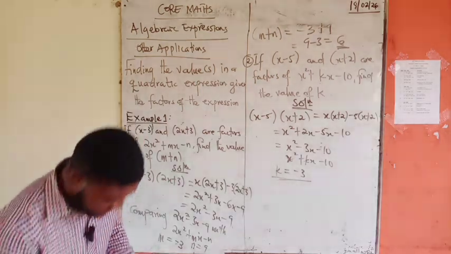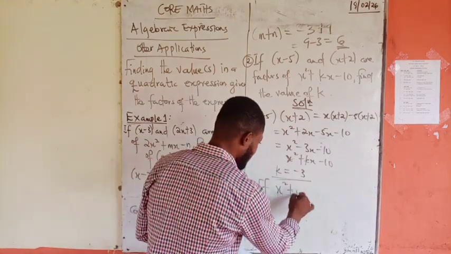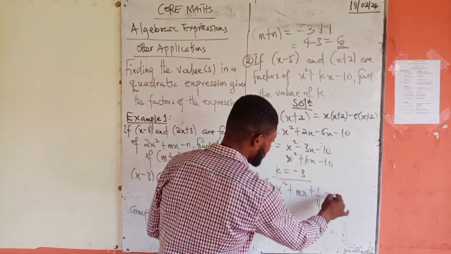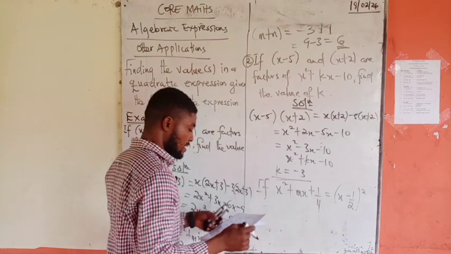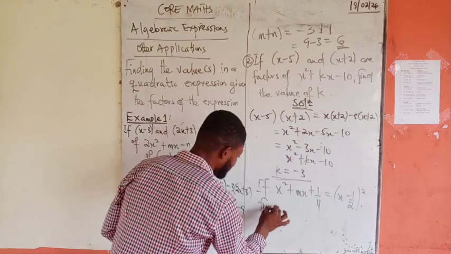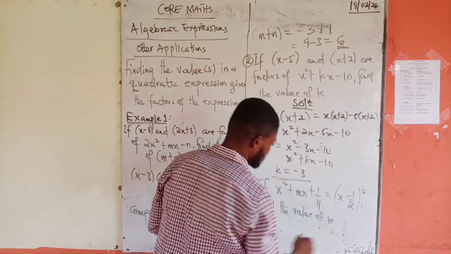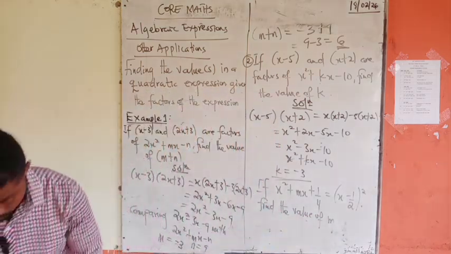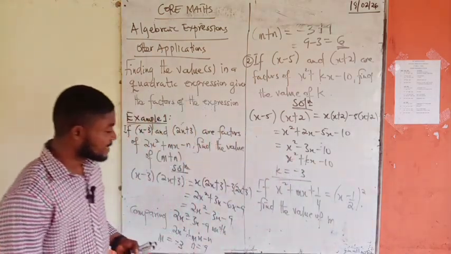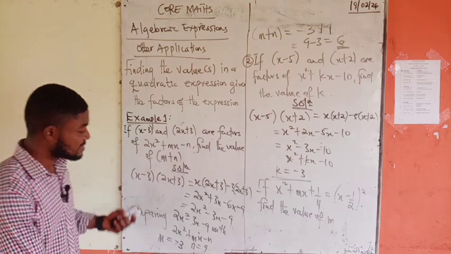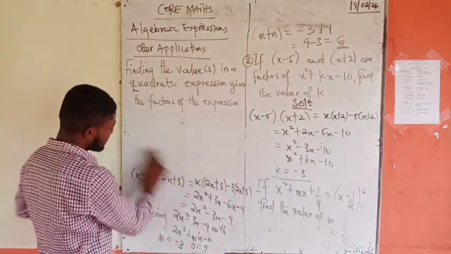So the last question is, if x squared plus mx plus 1 over 4 is equal to x minus half all squared, then I'm to find the value of m. So I'm to find the value of m if this is this. So I would need a bigger space, so let me clean this part of my board.